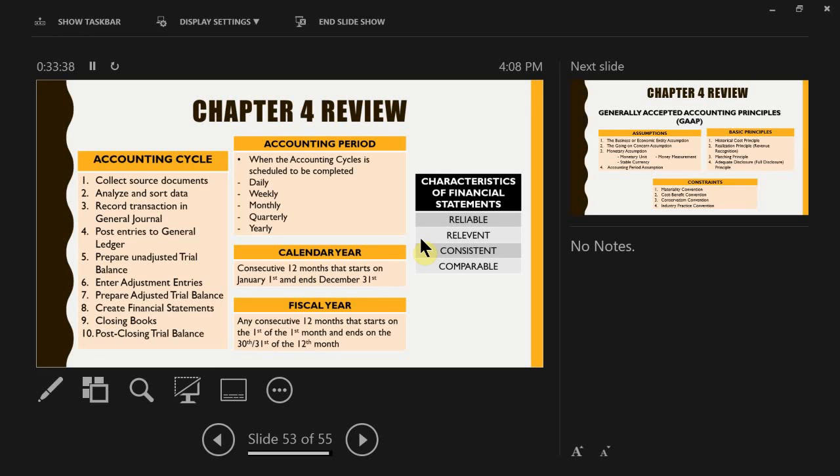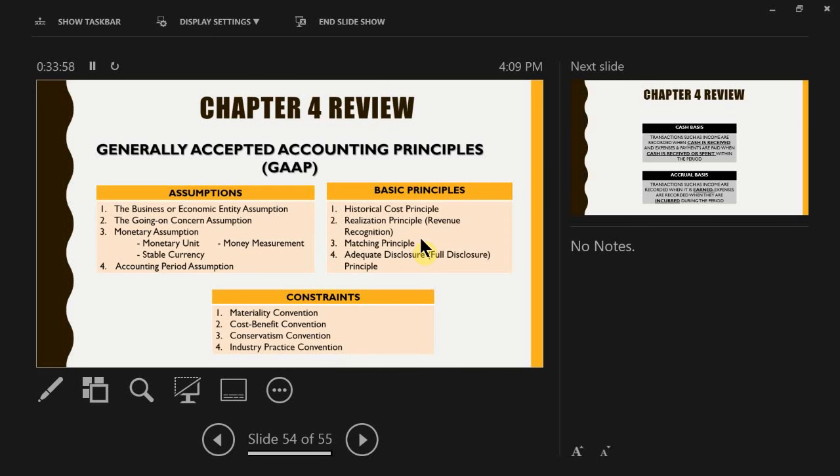I may ask you a question on the accounting period, right? It could be daily, it could be monthly, but you need to know the definition, that it is when you are scheduling to complete the accounting cycle. Calendar versus fiscal, right there. Your characteristics of the financial statements.